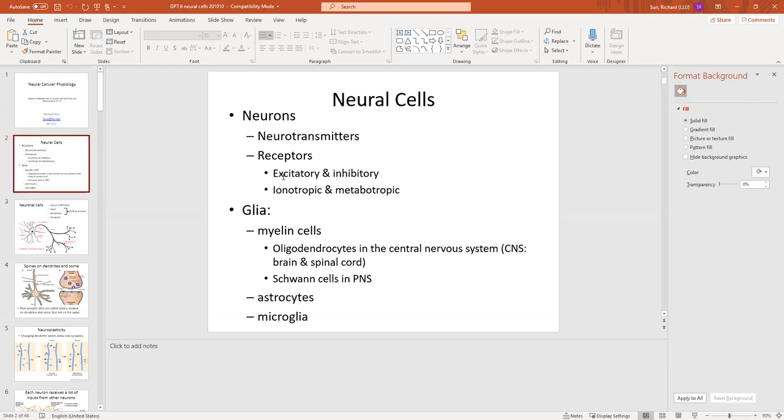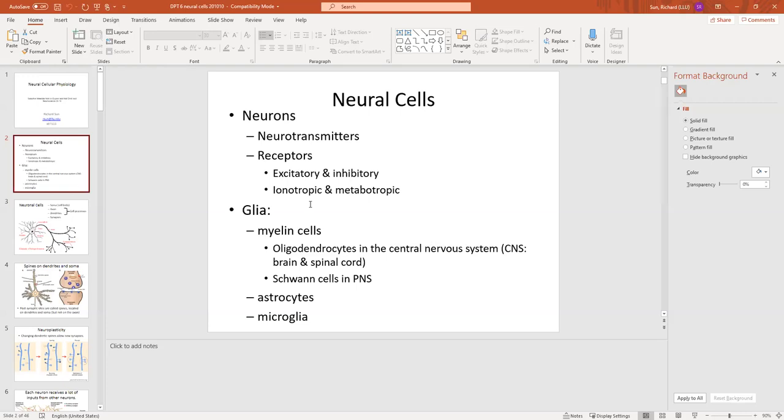And then we will talk about the excitatory and the inhibitory influence from the neurotransmitter and the receptor. And then we will also talk about the two types of receptor, ionotropic and metabotropic. So that's the neurons.